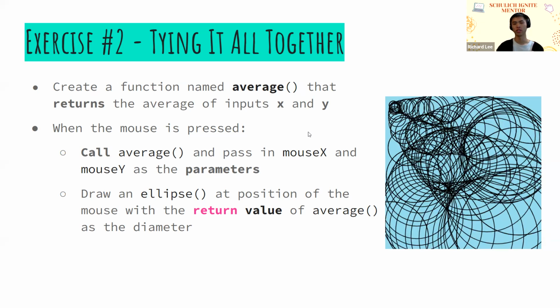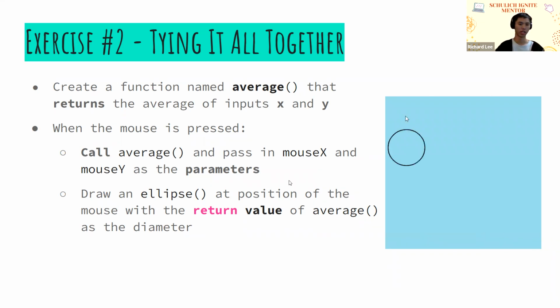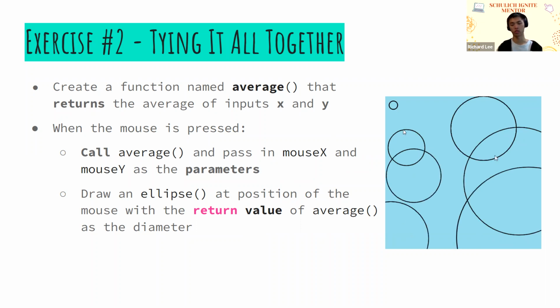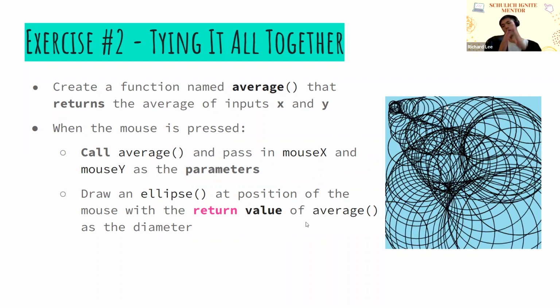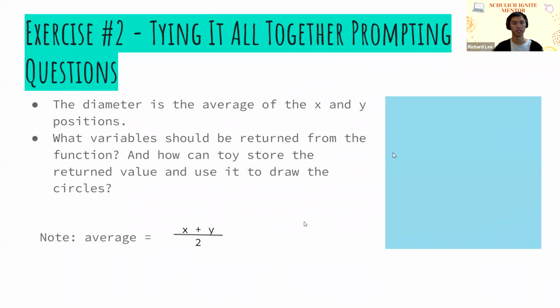When you call average, here comes the fun part with the fancy visualizations. Use ellipse to go and set the actual size of this thing here. Or draw an ellipse with the mouse x, mouse y, and the diameter of it, it'll be based on the average value of it. So let's try that out.